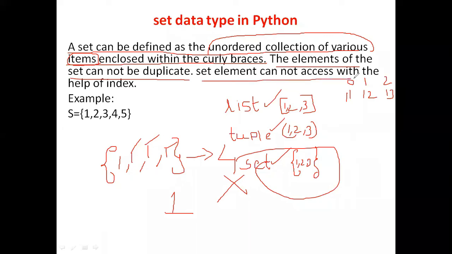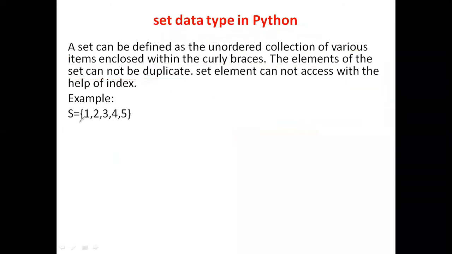Set elements cannot be accessed with the help of an index. Why? It is an unordered collection of various items. These are unordered, so we cannot access these elements with the help of an index. So this is the example of how we can define a set: S equals 1, 2, 3, 4, 5. We define a set by using curly brackets.